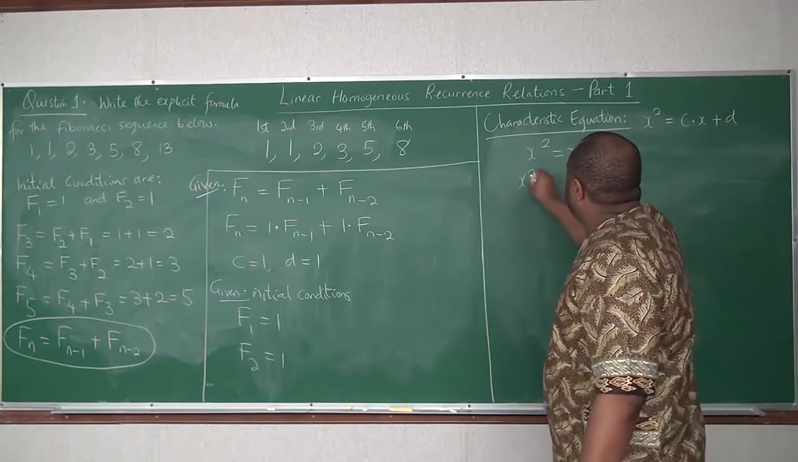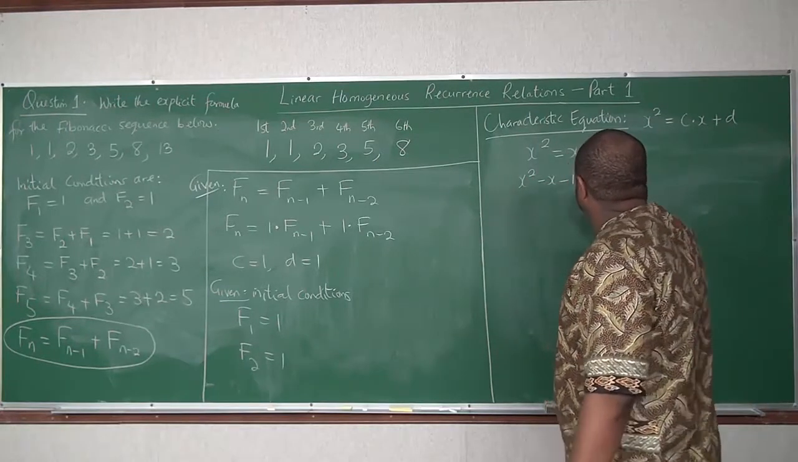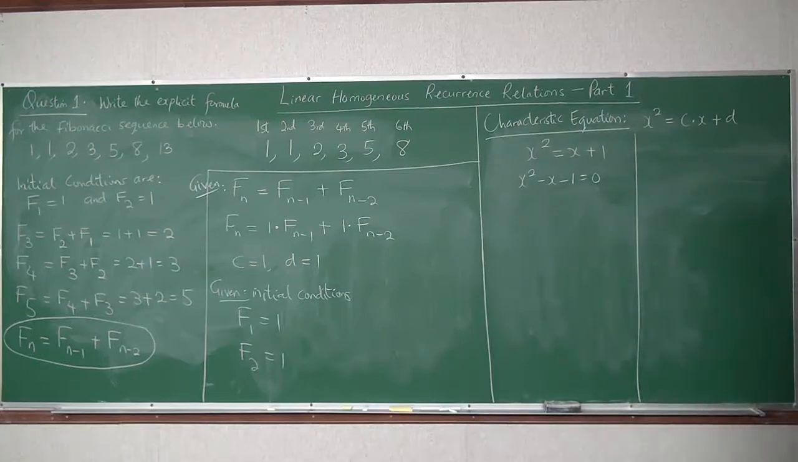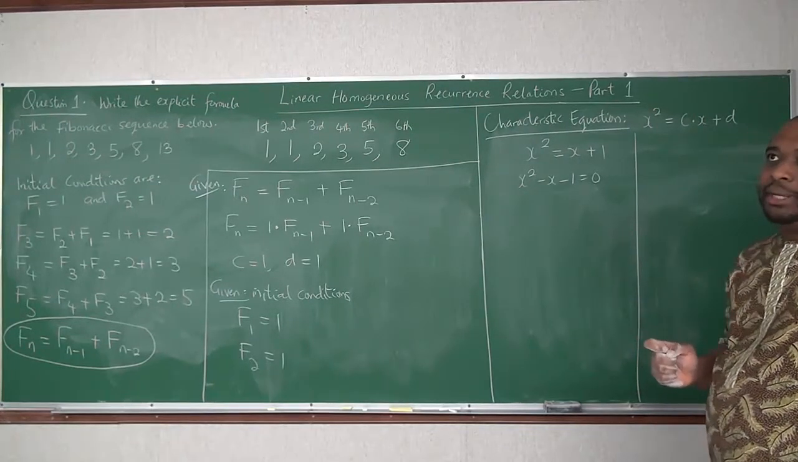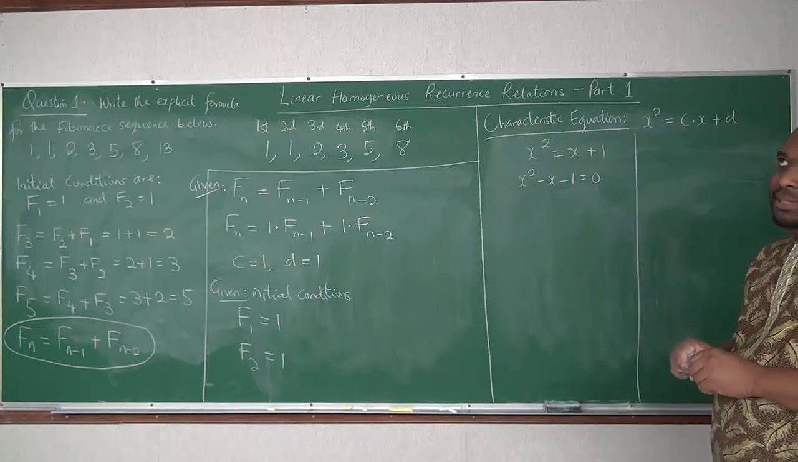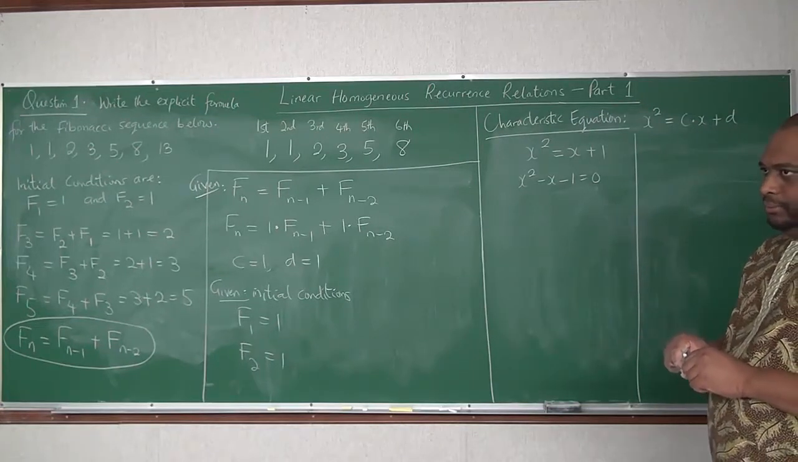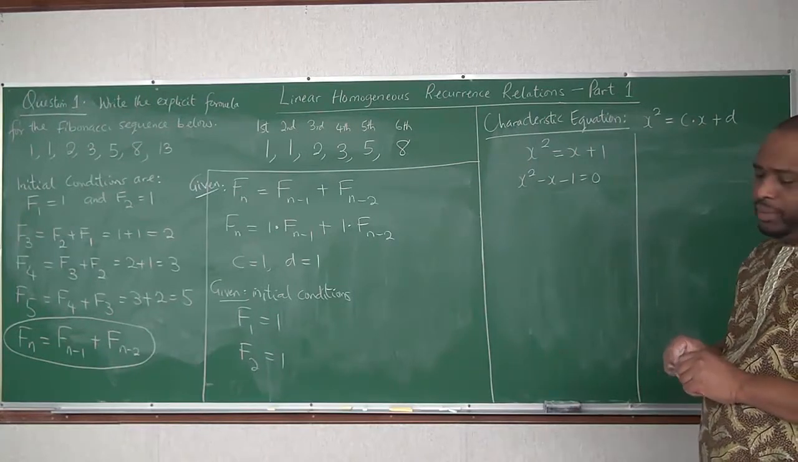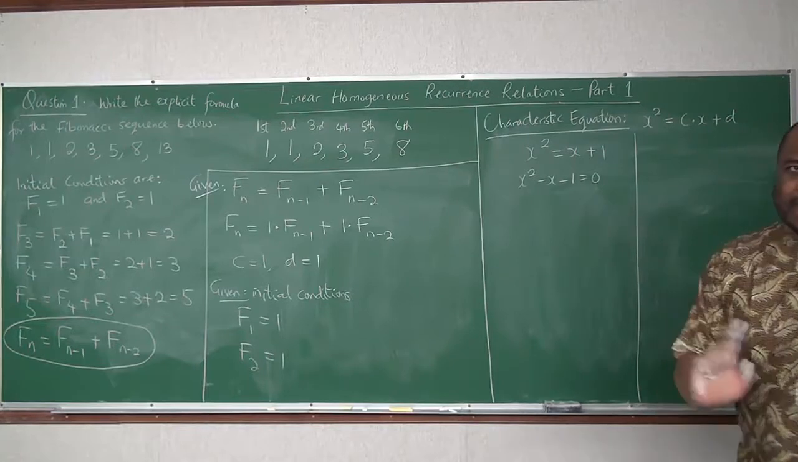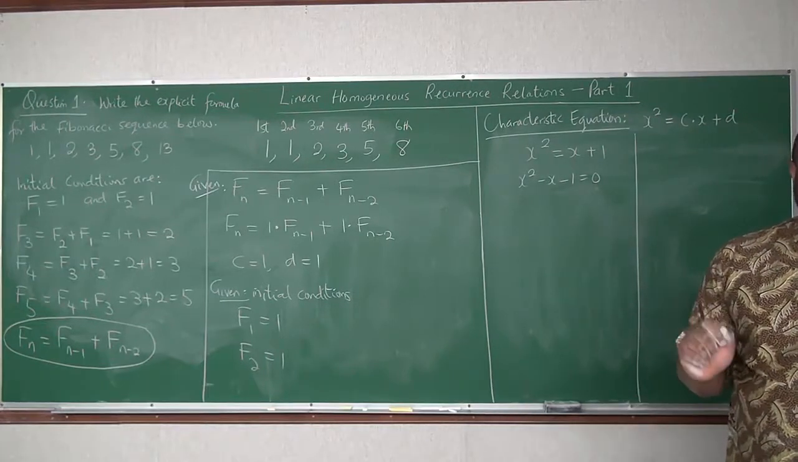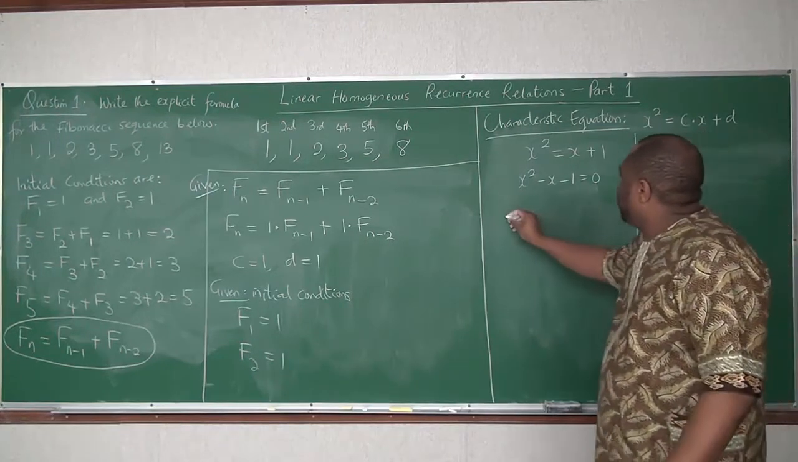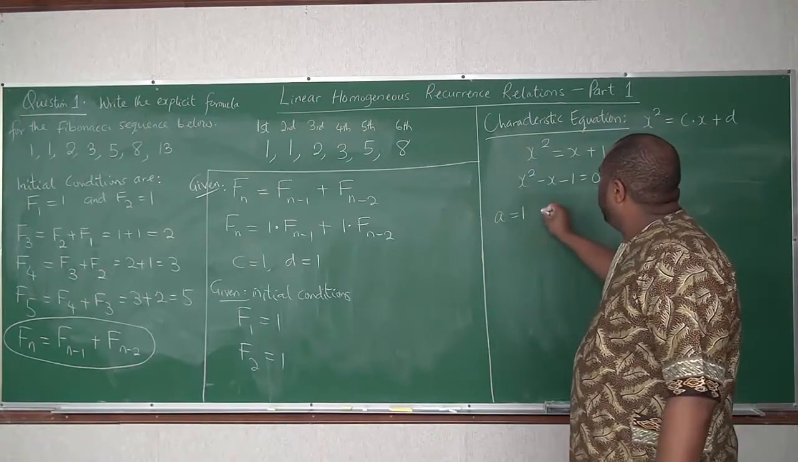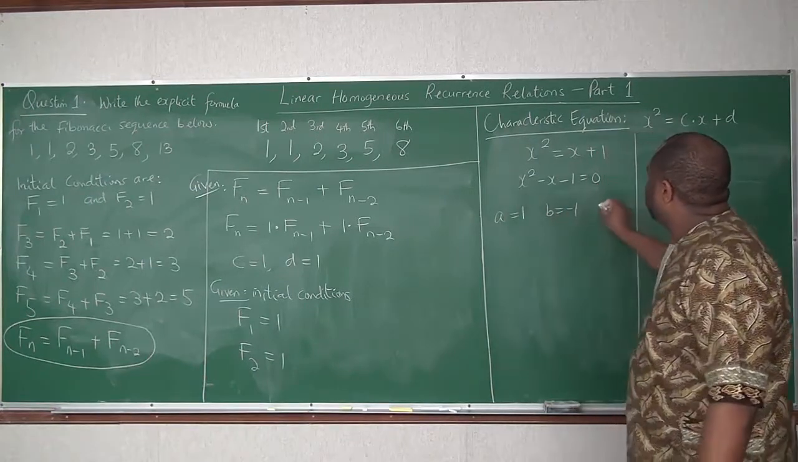So we have x squared minus x minus 1 is equal to 0. Can we factor this? Looking at the discriminant, b squared minus 4ac, we cannot factor this. So let us use the quadratic formula to solve it. Here a is 1, b is negative 1, and c is negative 1.